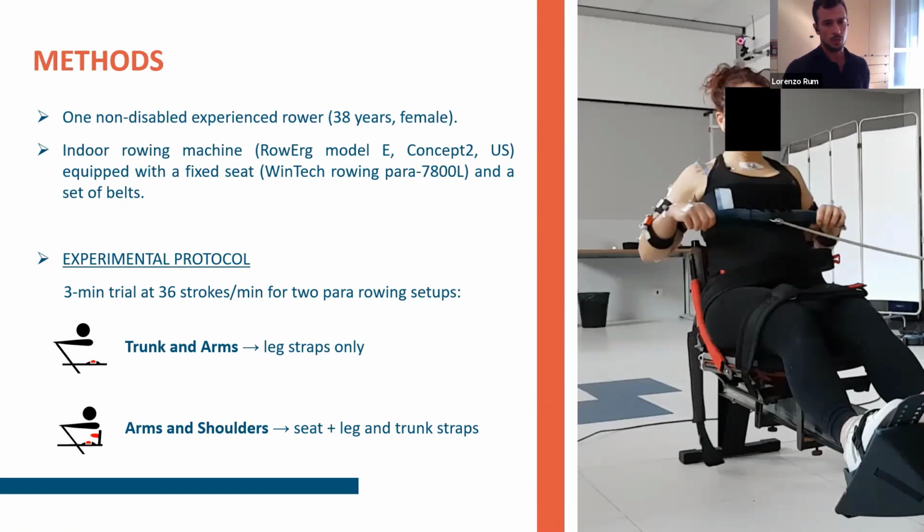So the first one involved the use of leg straps, and therefore the rowing technique was basically based on trunk and arms, and the second para-rowing setup involved the use of both straps and seat, and therefore entailed the arms plus shoulder rowing technique.